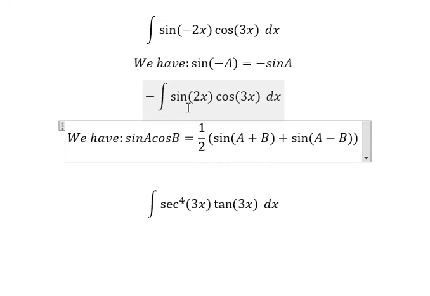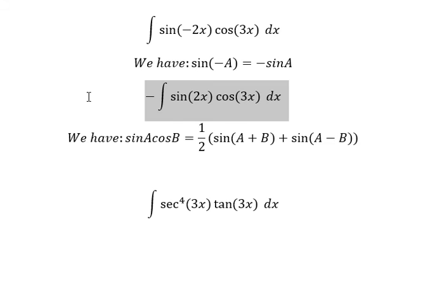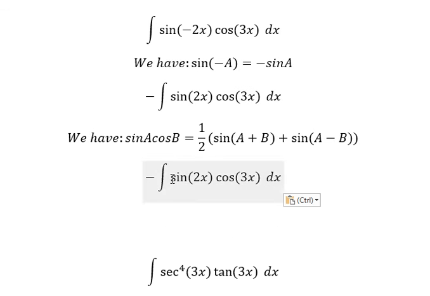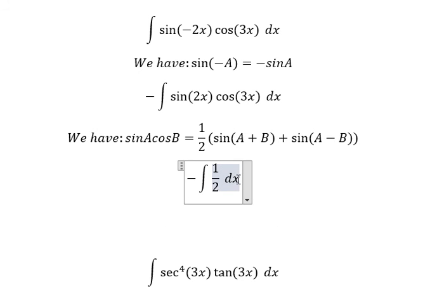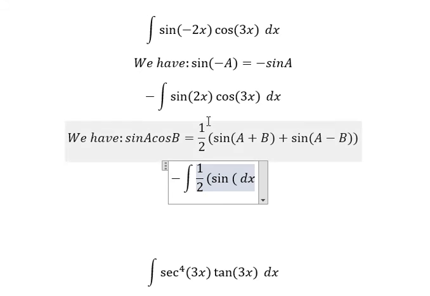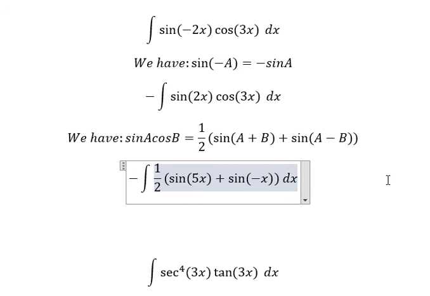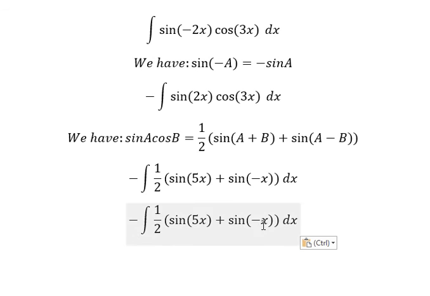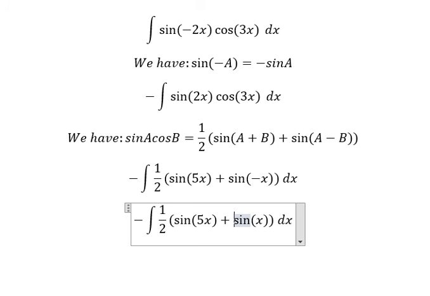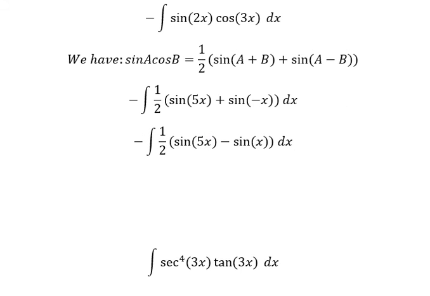And now we apply the formula for this one. So we have 1 over 2 and sine of a plus b, that is 2x plus 3x, you get 5x, plus sine of 2x minus 3x, you get negative x. This one we can apply the same formula here. And now we have the final answer.